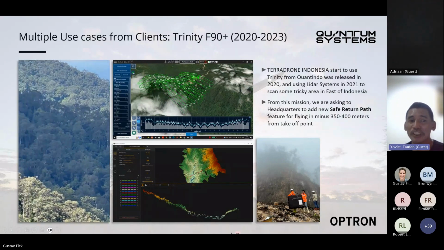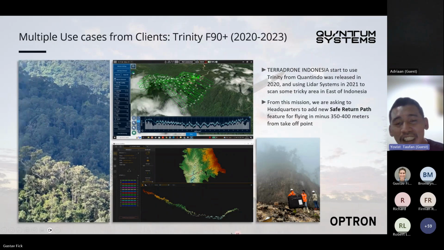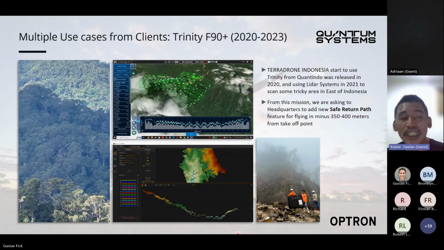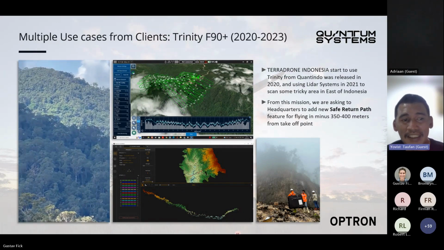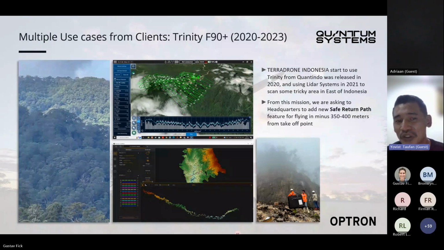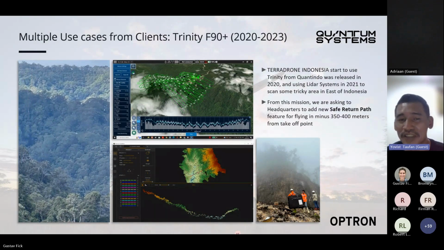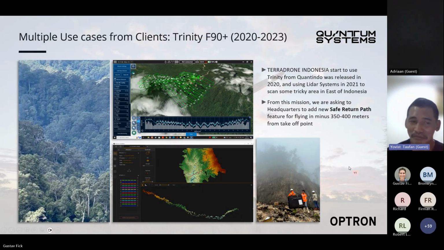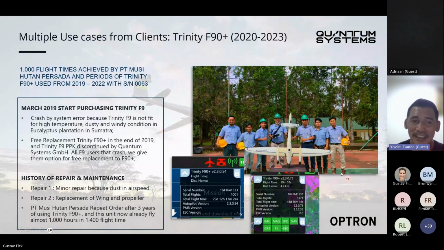In this mission, we push Trinity to fly at minus 350 to 400 meters from the takeoff point, when many other drone systems always initiate coming home when they reach minus 200 or 250 meters. As for durability, lifetime, and minor maintenance, we can prove it from our client in forestry that does daily mapping of their 350,000 hectares every month and every year.